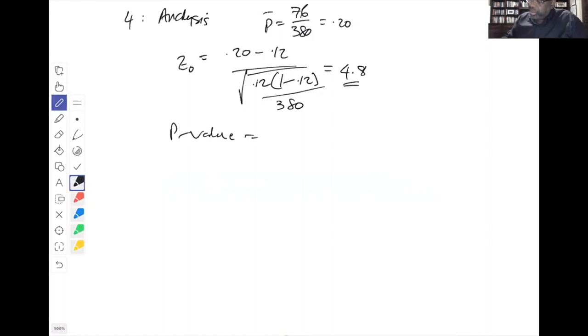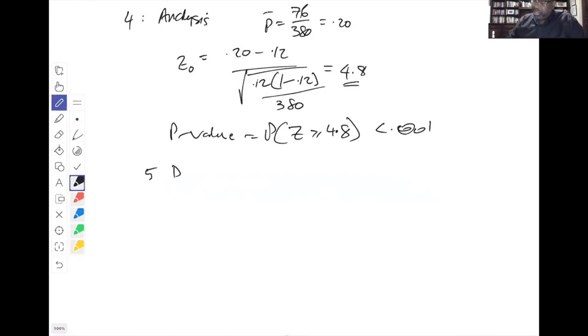The p-value is the probability that Z will exceed 4.8, if the null hypothesis is true. Well, our table doesn't quite go that far. The largest value is 3.09. Some other tables on the internet will give you up to 4 point something. But we know that it is less than 0.001. So that's our p-value, and we have our Z value.